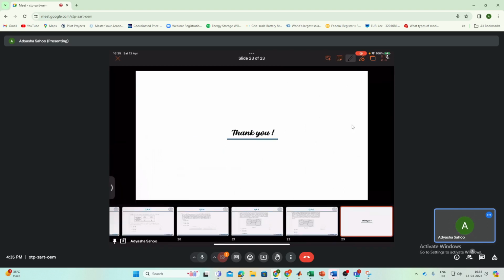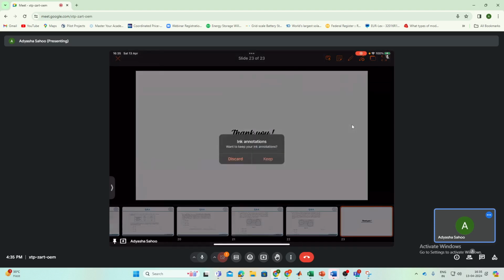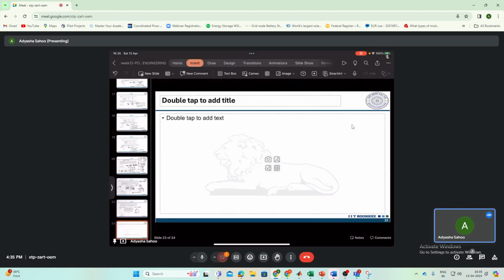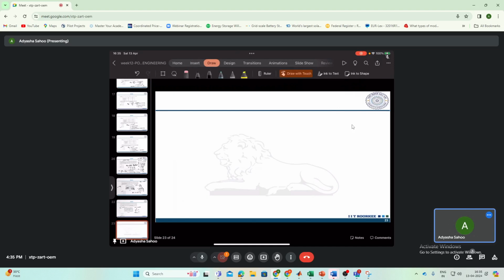So let me add a slide here. Yes, so first we will see the traditional power system, which was the vertically integrated utility.